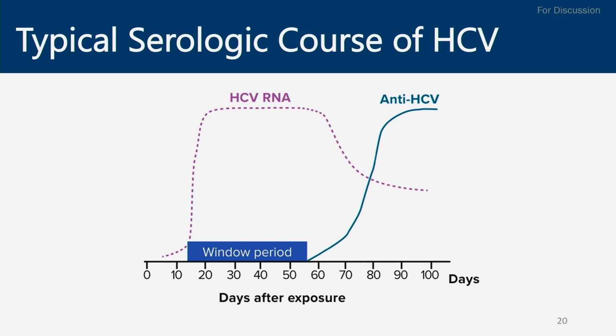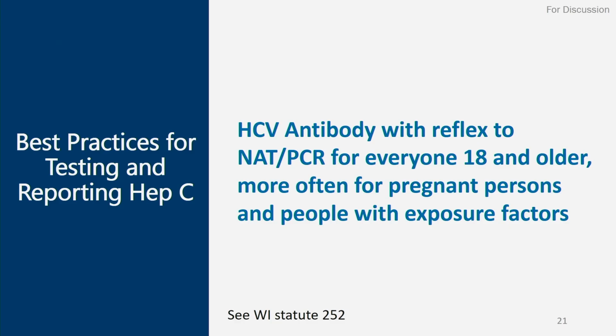And although we could just use a hepatitis C RNA test to detect viremia post-exposure more quickly, we use these antibody tests to see if patients are mounting the appropriate immune response. Also, RNA tests are a little more expensive, and if we don't have to run them on every single person, we'd rather not. So, to optimize Hep C screening, providers should order a hepatitis C antibody test that automatically reflexes to a NAT or PCR test if that antibody test is positive.